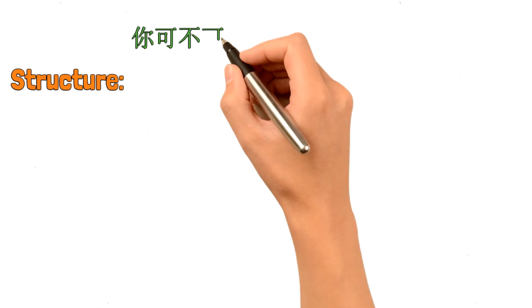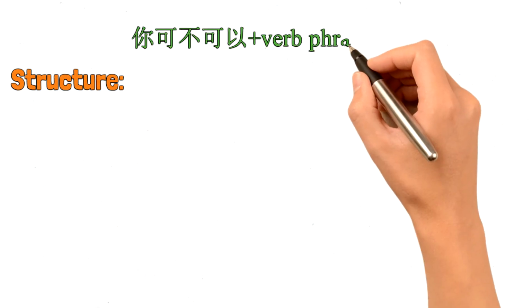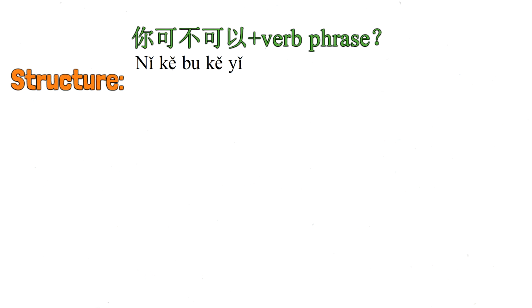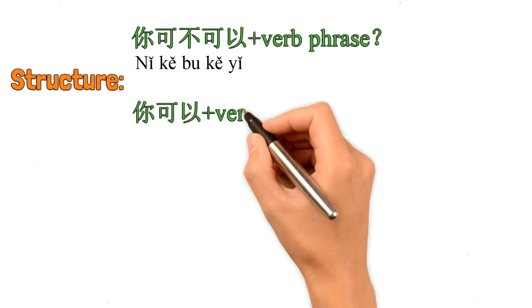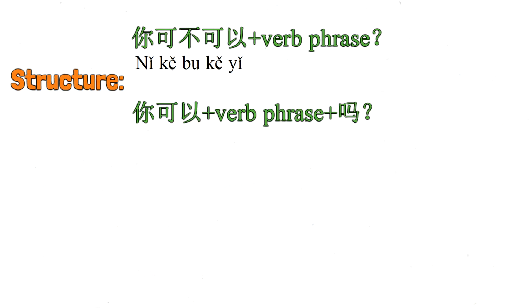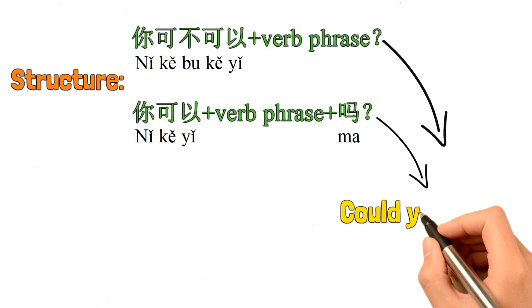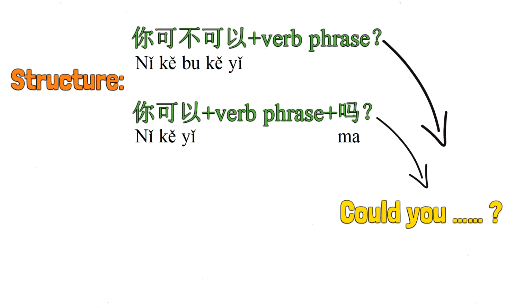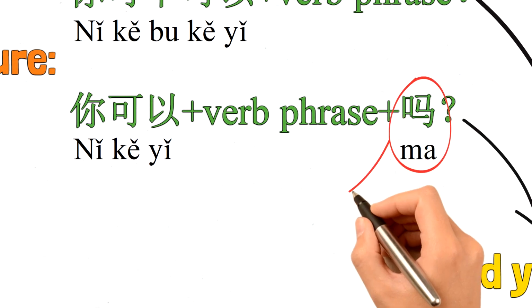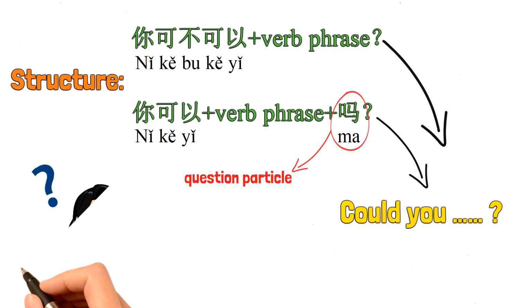你可不可以 Verb phrase. 你可以 Verb phrase 吗. Both structures have the same meaning. Could you? 吗 is a question particle for yes or no question.